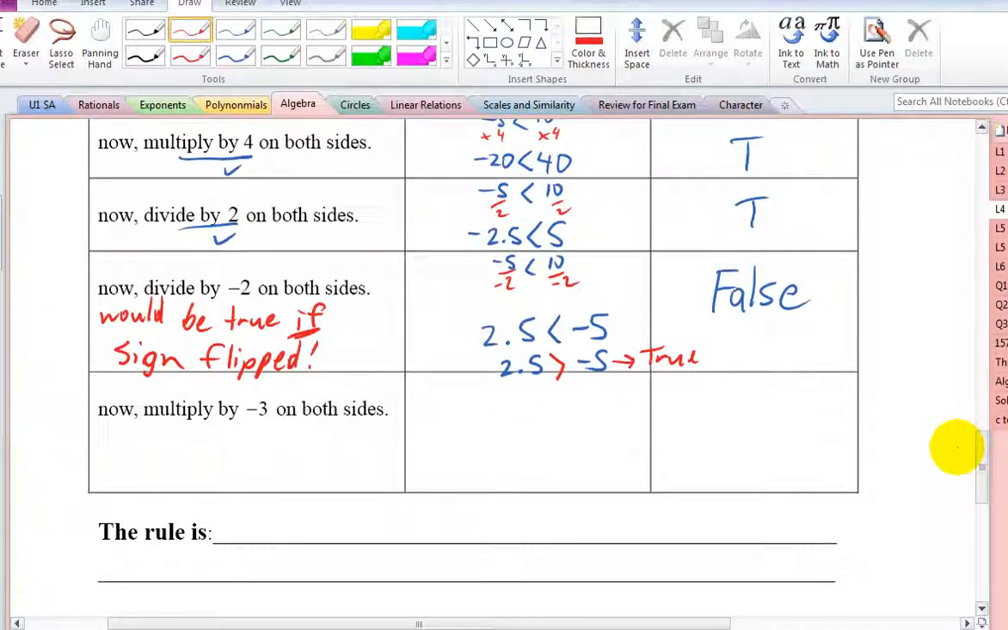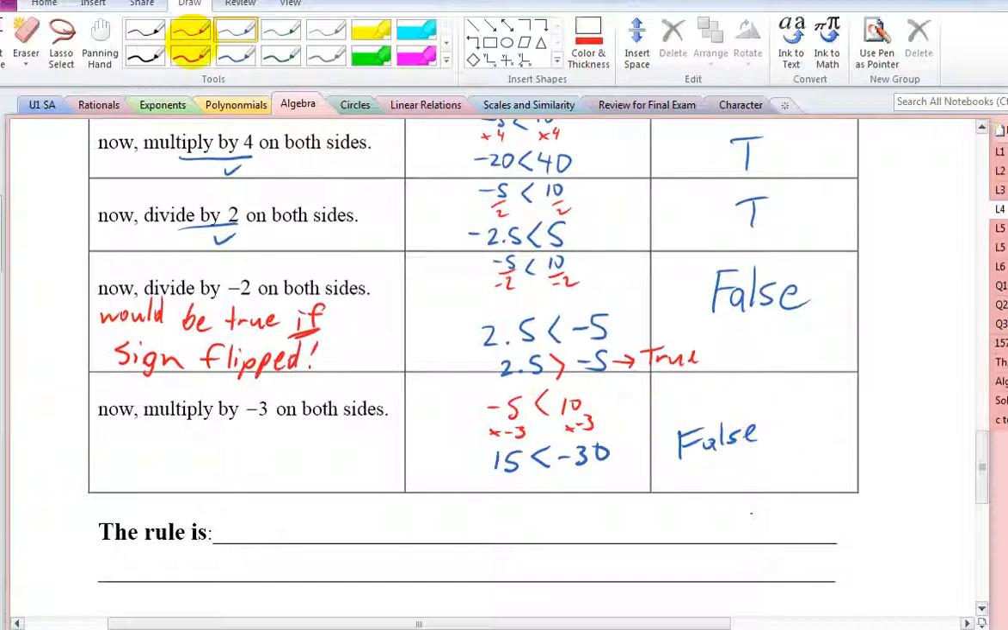Well, I wonder about multiplying. Let's try this. So we start with negative 5 and 10. And now we're going to times it by 2. Sorry, times by negative 3. Pardon me, I'm on the wrong question here. Times by negative 3, times by negative 3. And let's see, we get positive 15 less than negative 30. Is that true? No. False.